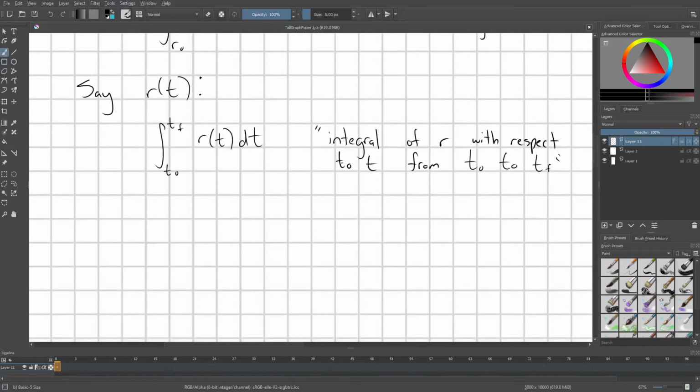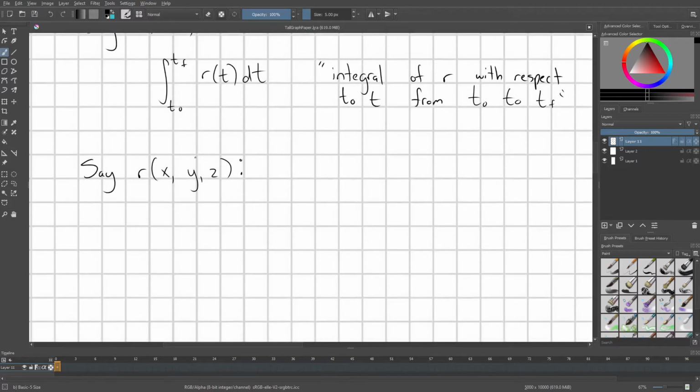Okay, next, say that r is a multivariable function, like of x, y, and z. Then we could define a multi-integral, in this case a triple integral. This would be r as a function of x, y, and z. We would have dx, dy, dz, and we define our boundaries for all three.